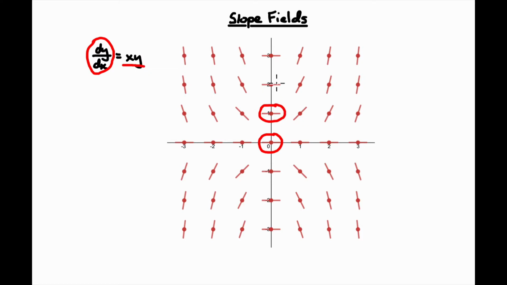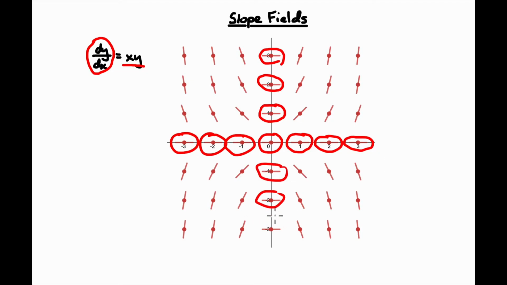So the slope is going to be 0 wherever x is 0 for this example, because it's x times y. The same thing happens when y is 0. All the slopes are 0. These all have 0 slopes, and there are no other 0 slopes anywhere on this.